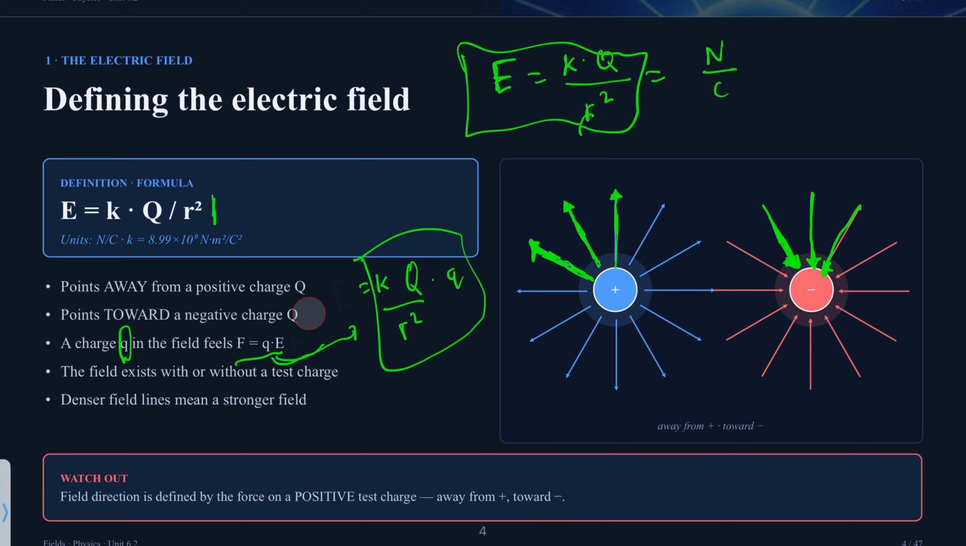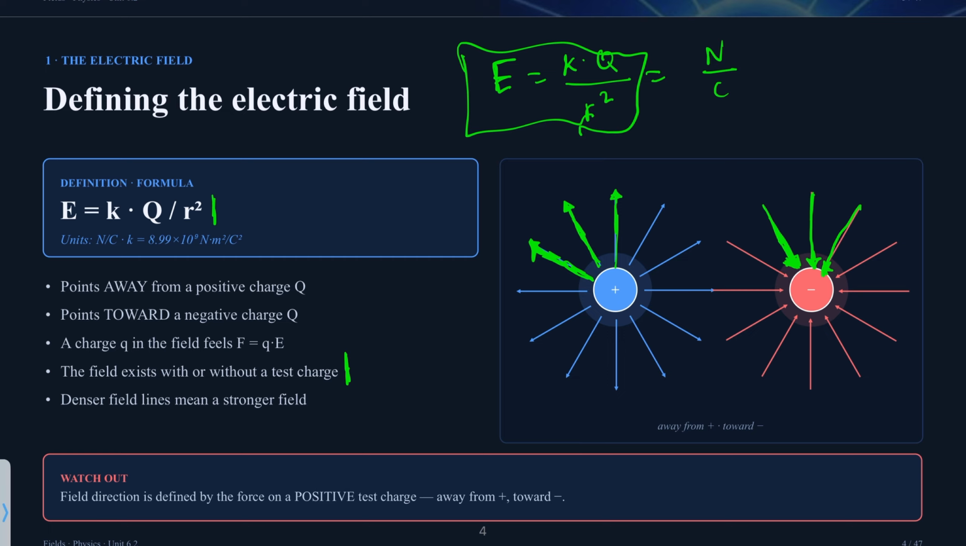So the electric field is different from the force exerted on the charge. Force is just Coulomb's law. The field exists with or without a test charge. Even if you don't have a magnet, the magnetic field still exists, right? We still know it exists. Very similar with electric fields. We still know the electric field exists despite not having a charge to measure that reaction with.